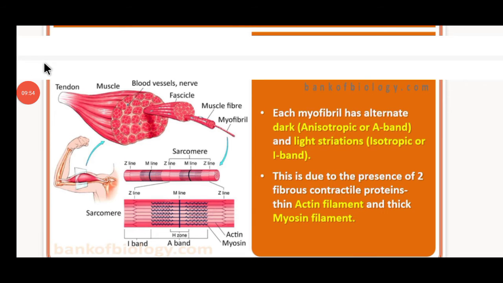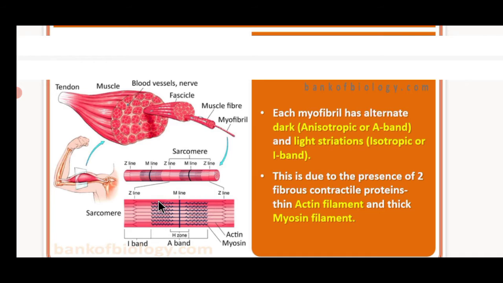So what is there inside the myofibril? This is how a myofibril looks, and each myofibril has dark bands and light bands. The dark bands are called anisotropic or A bands, and the light bands are called isotropic or I bands. We can see this in the diagram here.